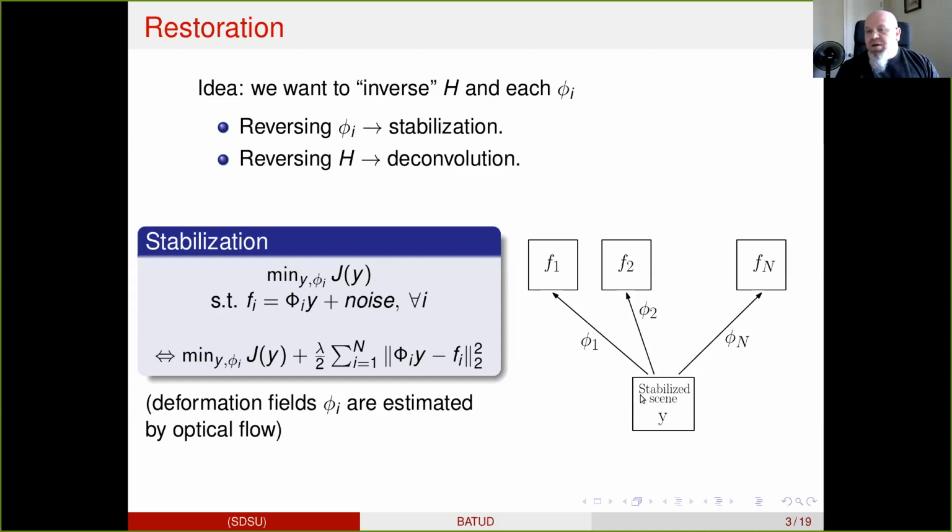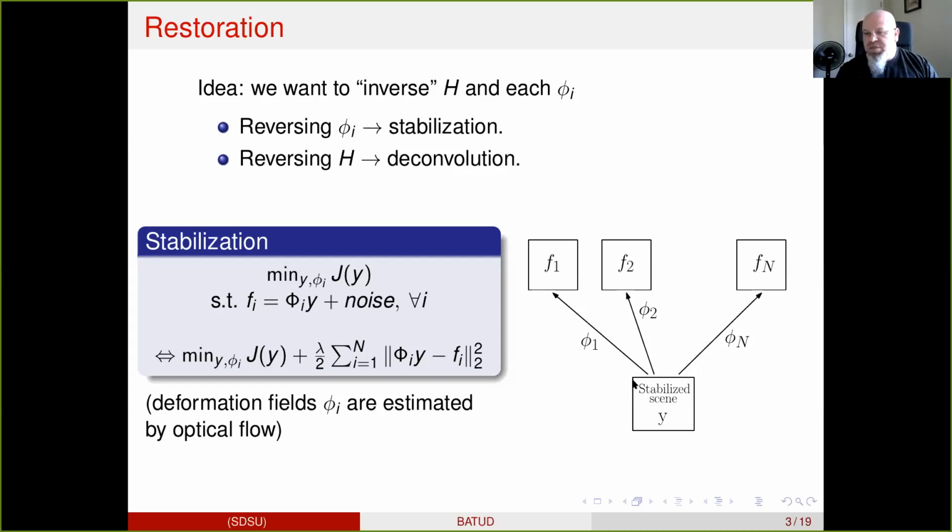Of course you might say, well, the only thing I know is the F_i's at the beginning. I don't even know what y is. So we need an initialization for this y. And the easiest way to do that is just taking a temporal average of all those frames. That gives you a first estimate of this blurry image y.